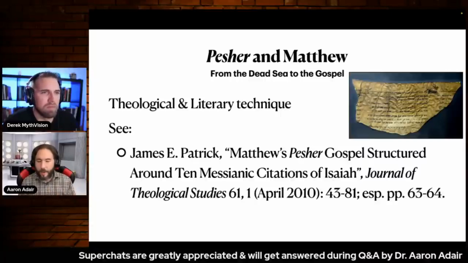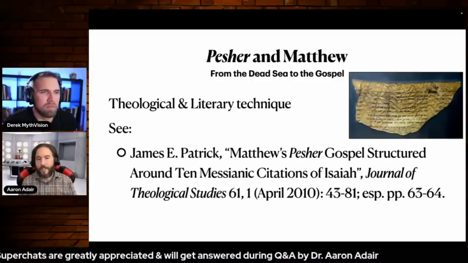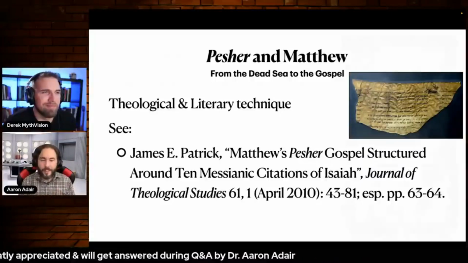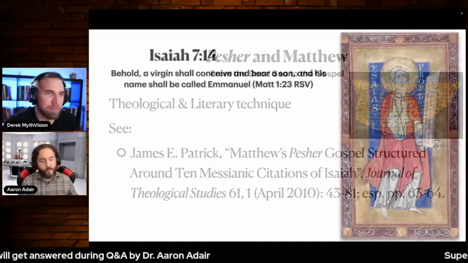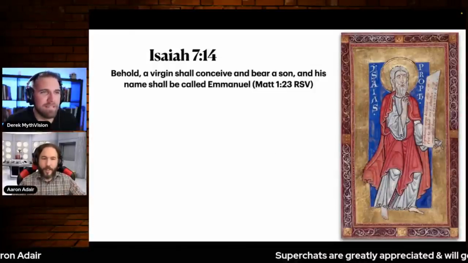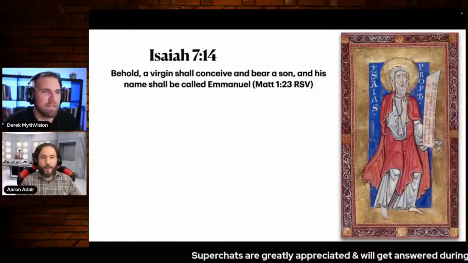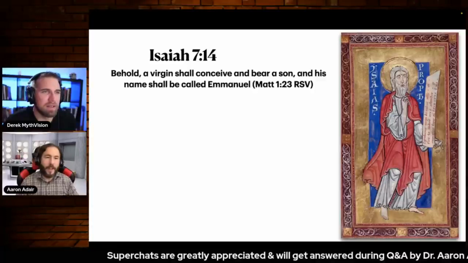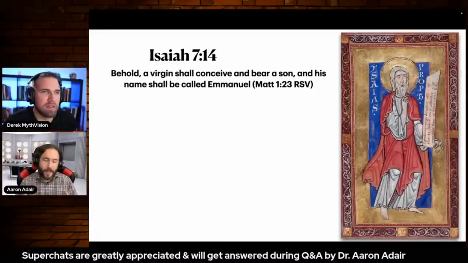If you're reading the nativity story, there's one quotation from Isaiah that just stands out, and I think you probably know which one that is. Isaiah 7:14. Exactly. And this is how Matthew renders that verse: Behold, a virgin shall conceive and bear a son, and his name shall be called Emmanuel.